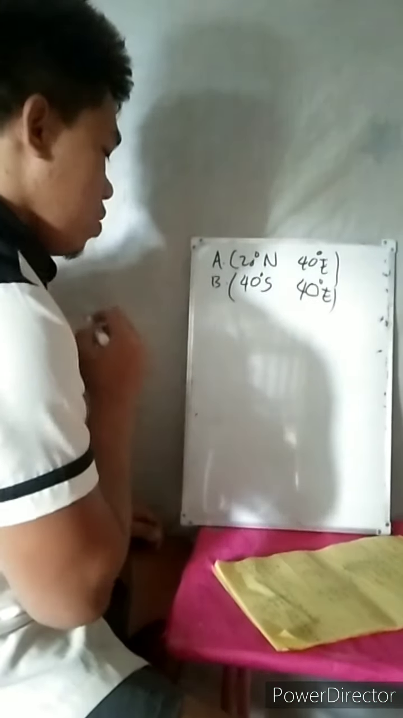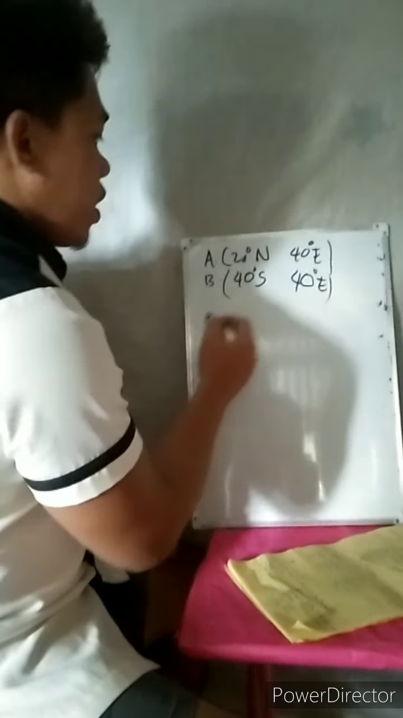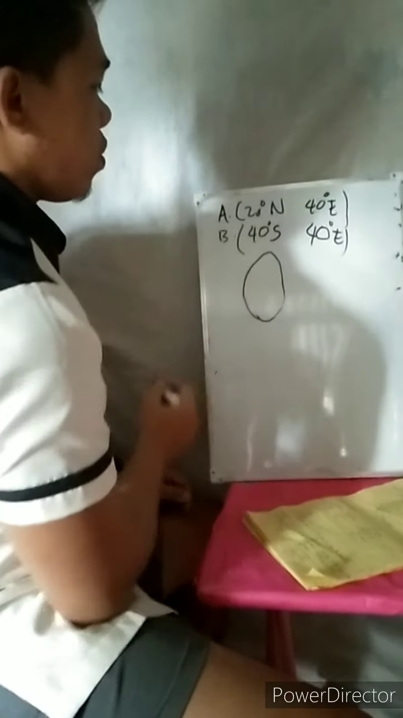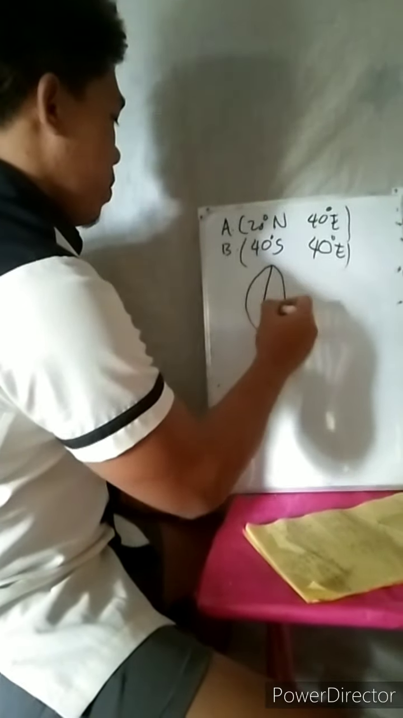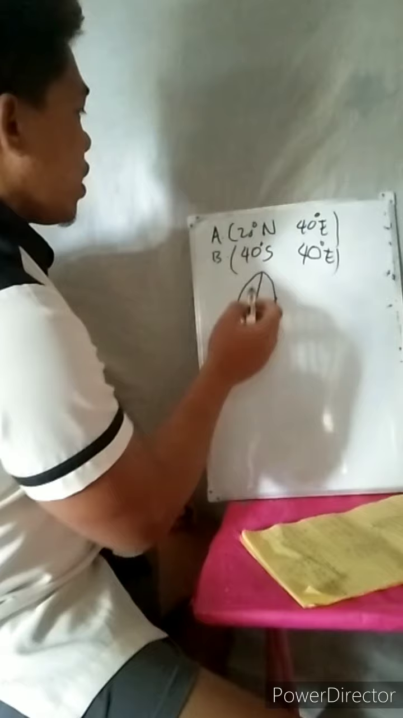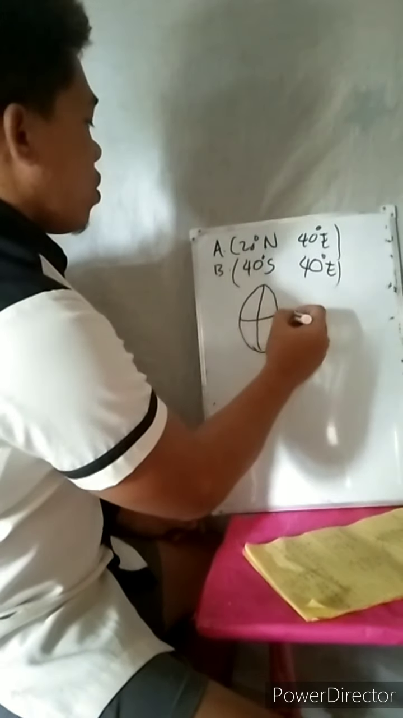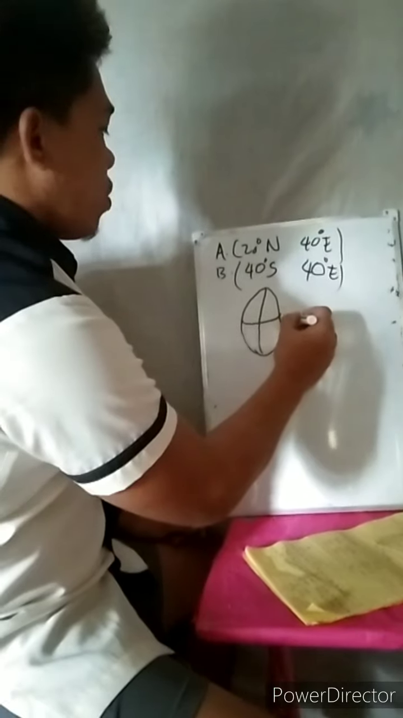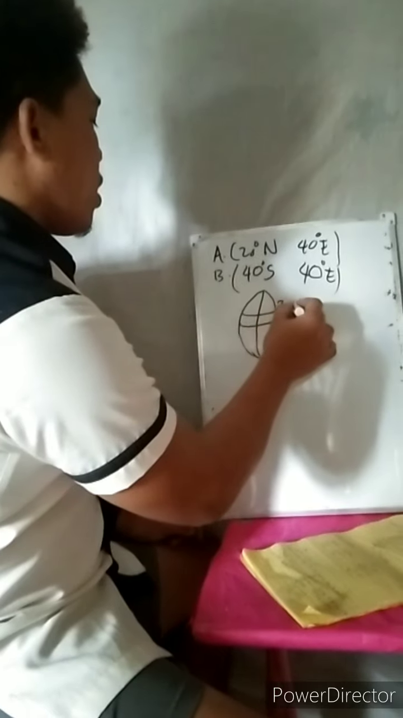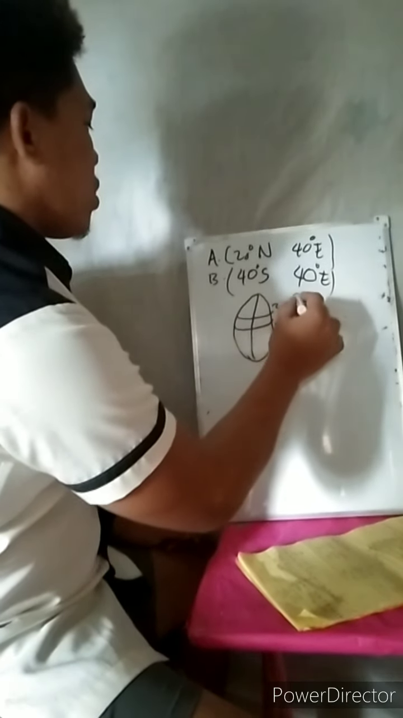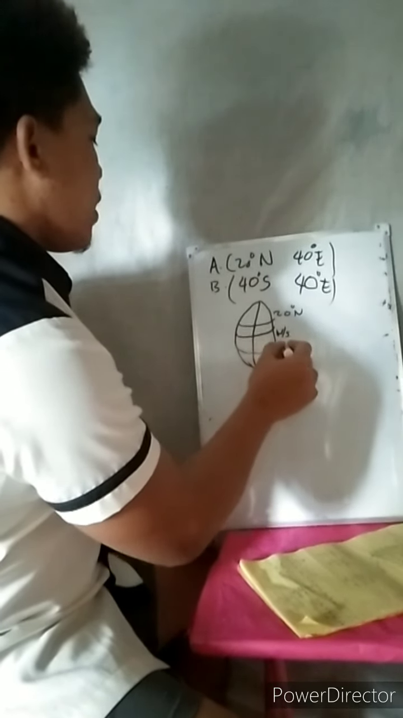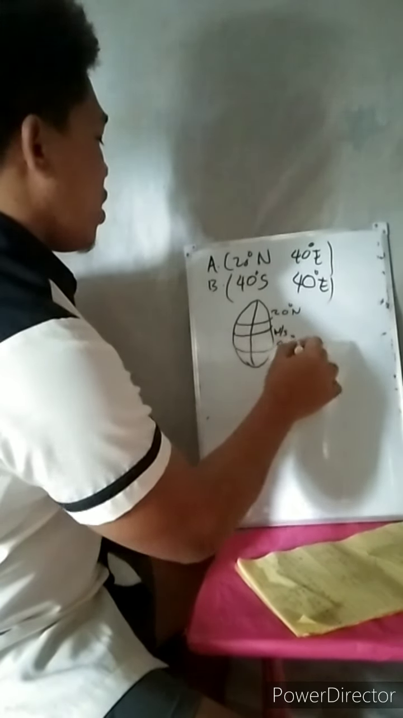So ang ato buhaton para malocate nato ang duha ka point sa ato globo, let's draw the globe. This is our globe. Sorry sa akong drawing. And then this is our Greenwich Meridian. This is our equator. So equator, and then we have 20 degree north. So equator from north to south. So north makita na nimo sa taas 20 degrees siya to north. So sa dalom 40 degree south.